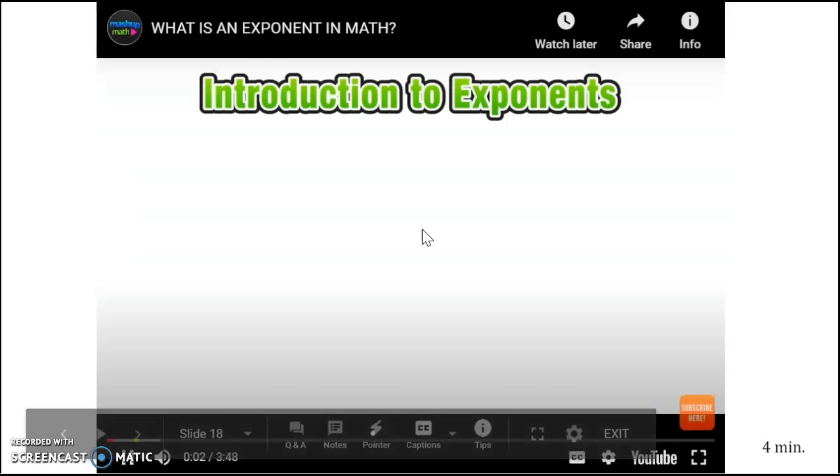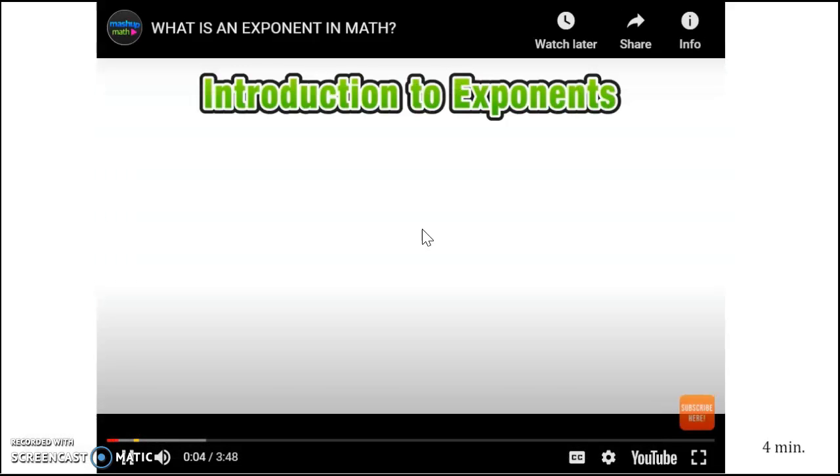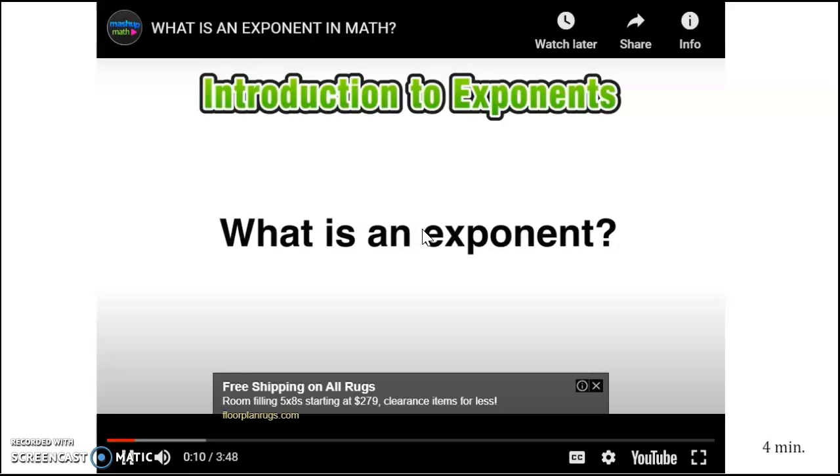Hello again, everyone, and welcome to this lesson where we are going to explore the basic concepts behind exponents. Now, as always with our lessons, we're going to start out by guiding our thinking with a question, and that question is, what is an exponent?